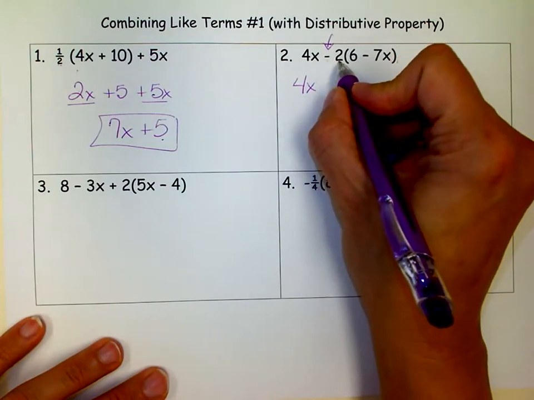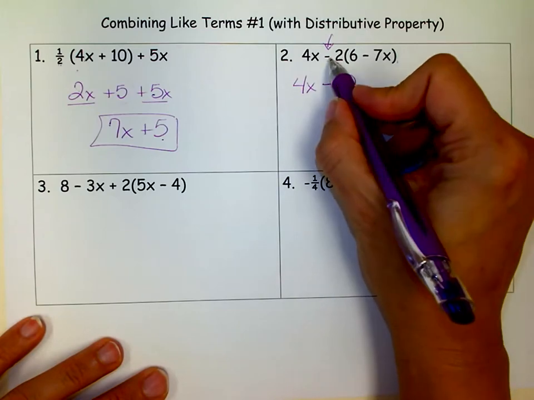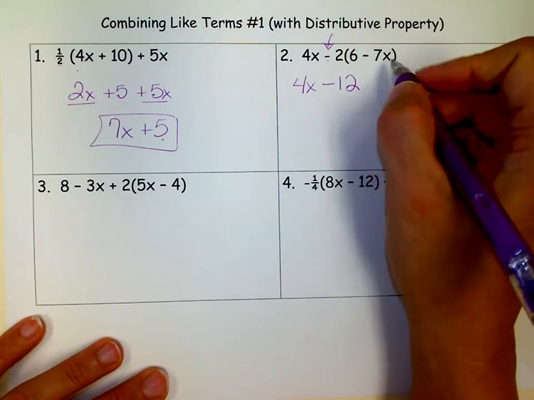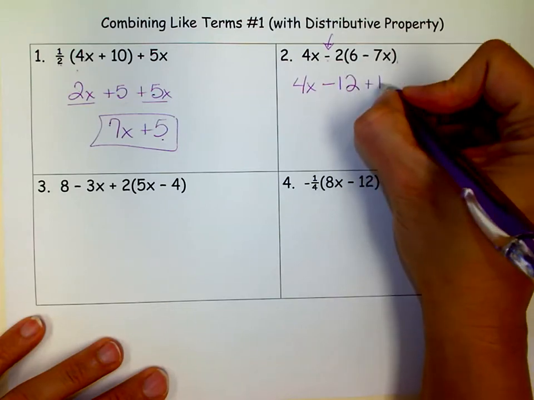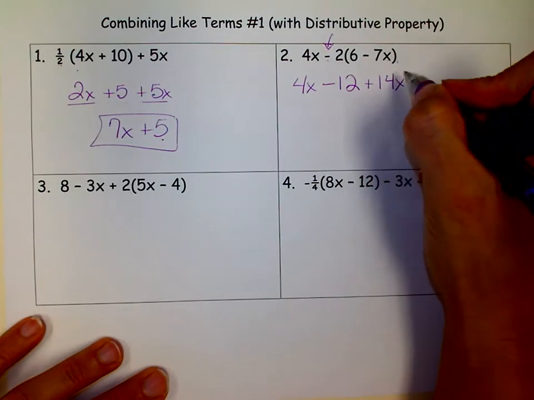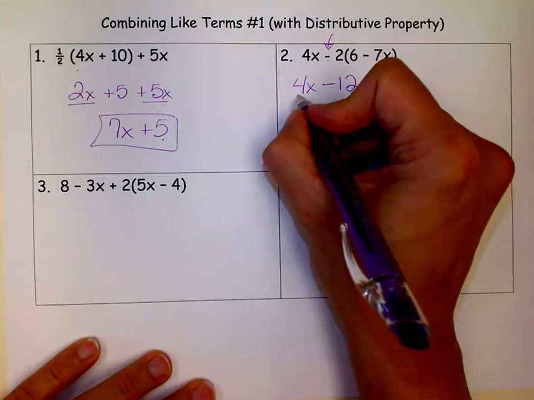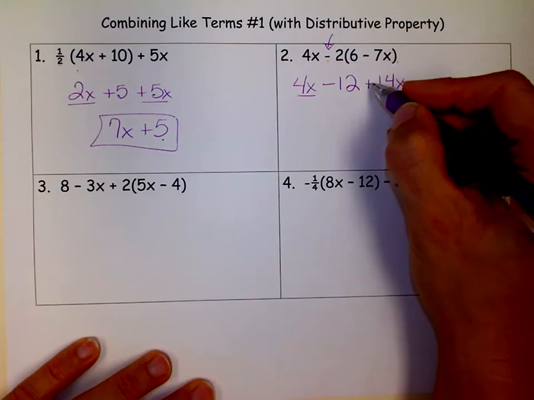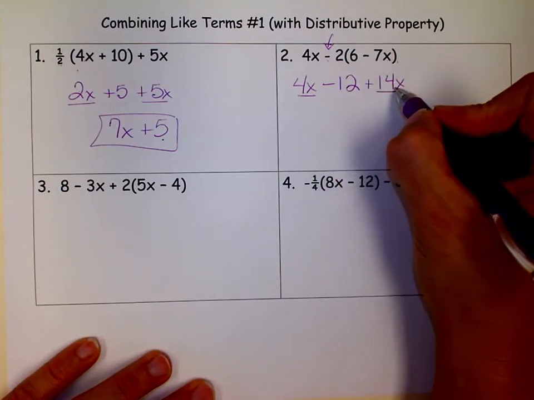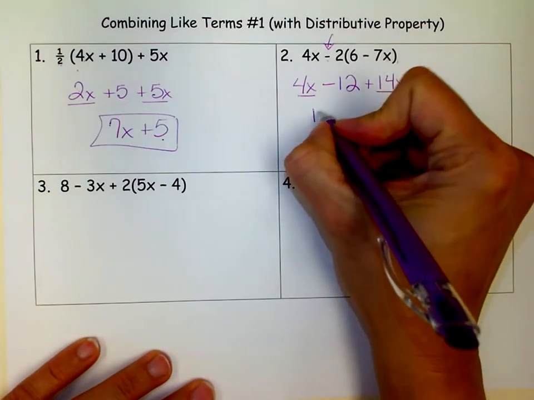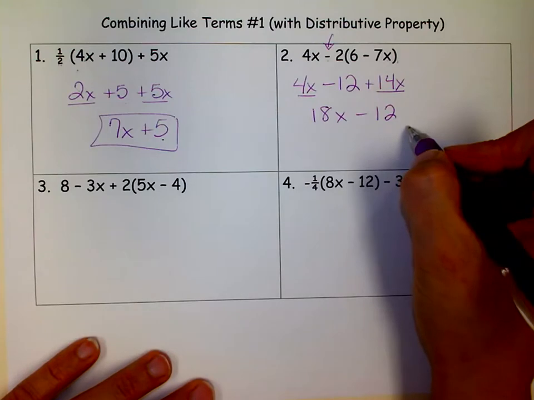So I have a -2 times 6, which is -12, and a -2 times a -7x. So a negative times a negative is a positive. A 2 times 7 is 14, and then it was a 7x, so it's 14x. Then notice that these two are both x's, and I want to do whatever the sign in front of the x's tell me. So that's a positive 4x and a plus 14x, which gets me 18x. My -12 just hangs out at the end.